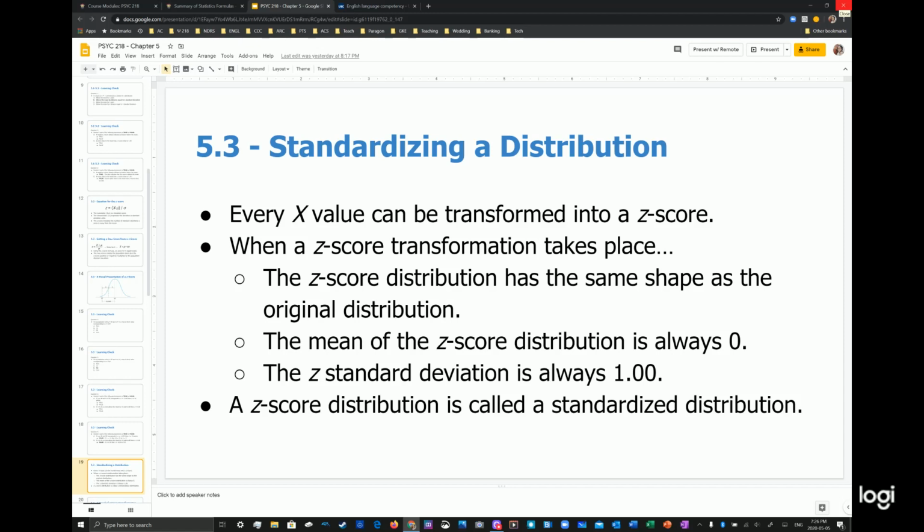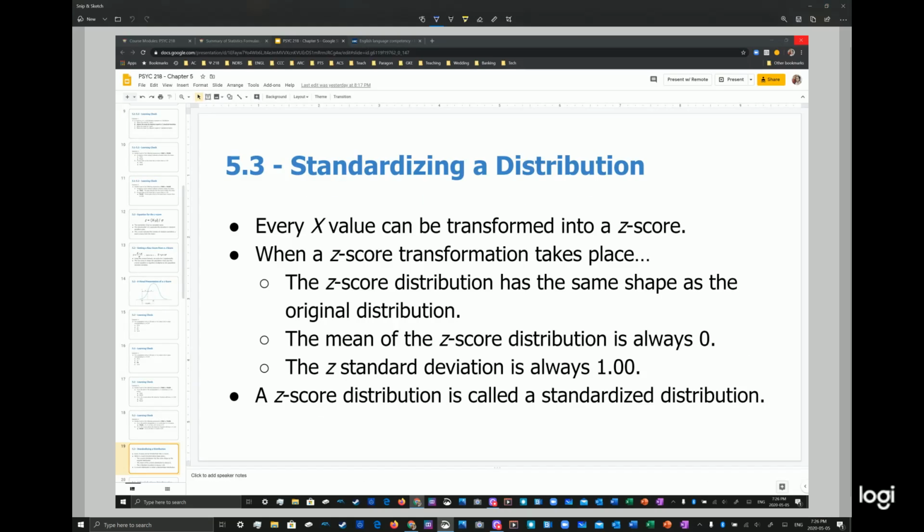So the next step then in our chapter is to standardize a distribution. So once we're able to transform at least one score or one X value into a Z score, we should be able to repeat this process and transform every X value into a Z score. Only then can we compare distributions. So that's what the points in this slide are about. We need to be able to transform every X value into a Z score, every.